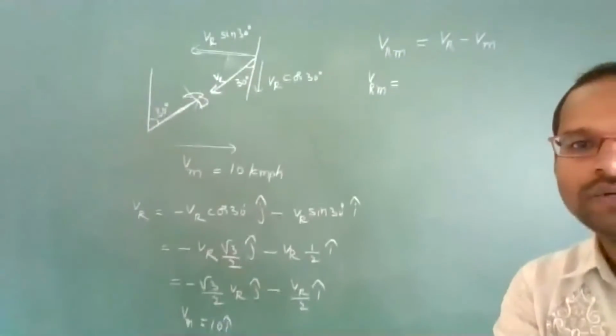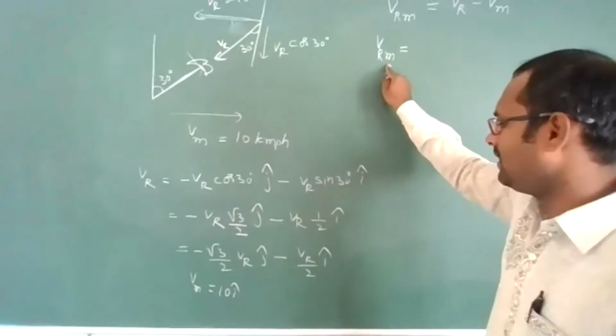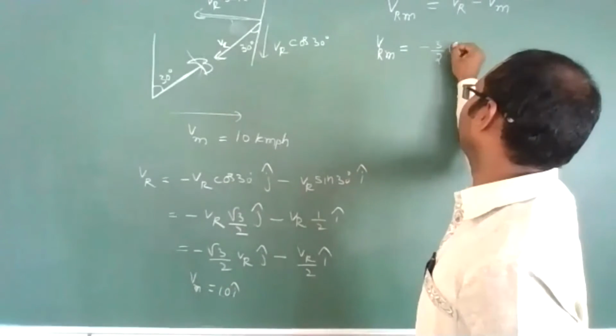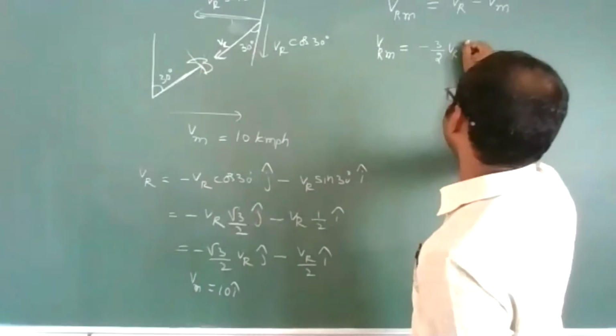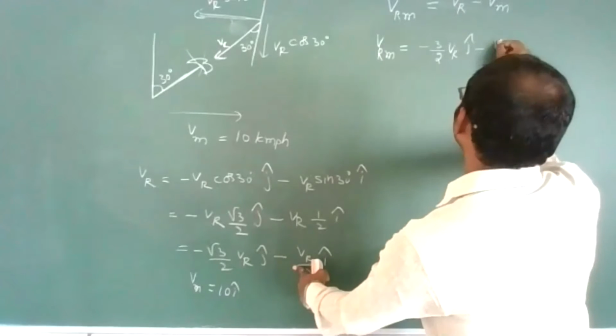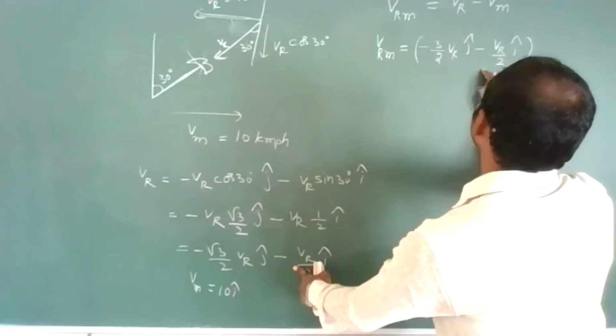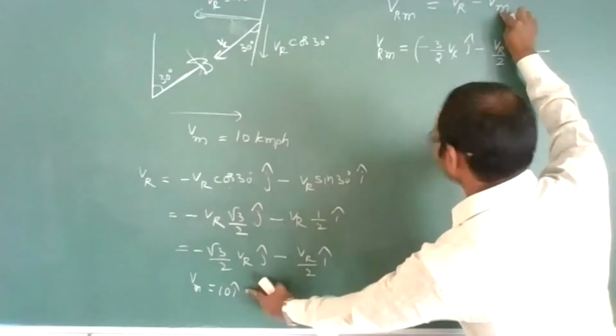Clear? Now, I am finding velocity of rain with respect to man. How much is it? This is the first slide. Minus root 3 by 2 VR j cap minus VR by 2 i cap. This is VR minus VM, 10 i cap.